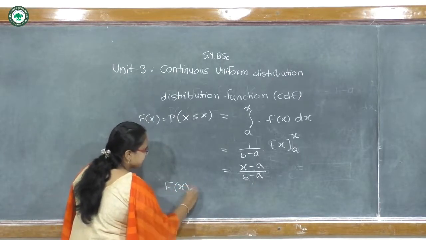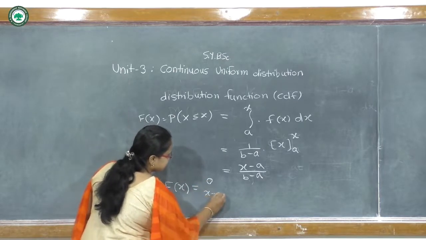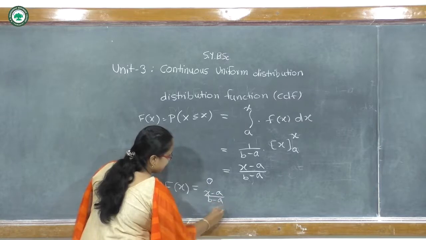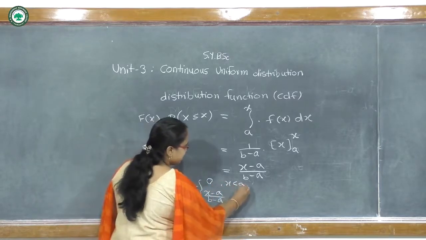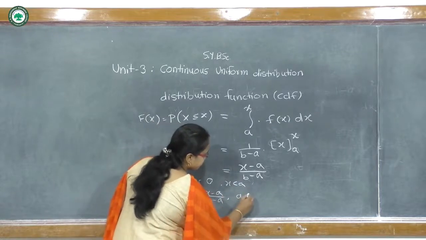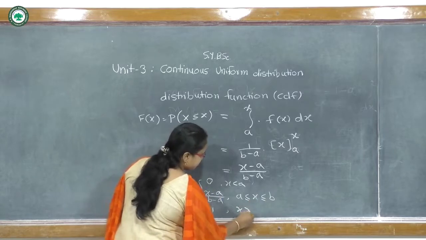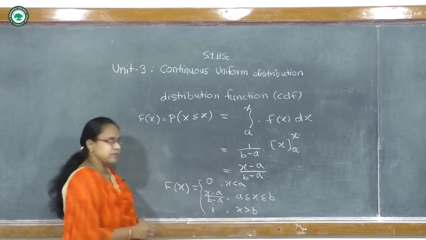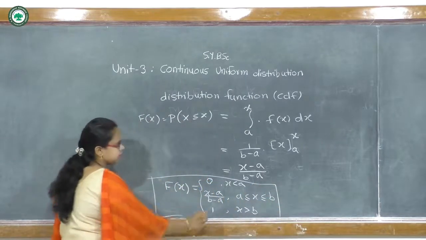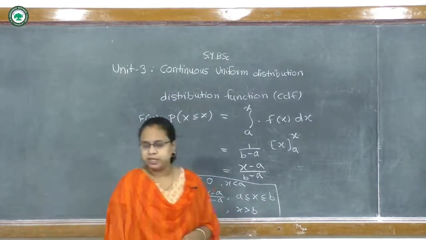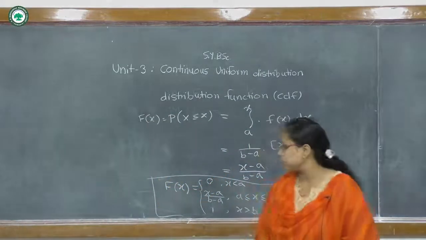So F of x equals 0, then (x minus a) upon (b minus a), and 1. So 0 when x is less than a, (x minus a) upon (b minus a) when x lies between a and b, and 1 if x is greater than b. In this way we can write its CDF. So this is the probability distribution function of the continuous uniform distribution.